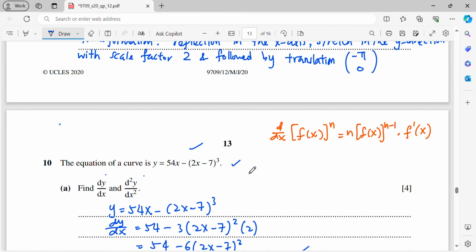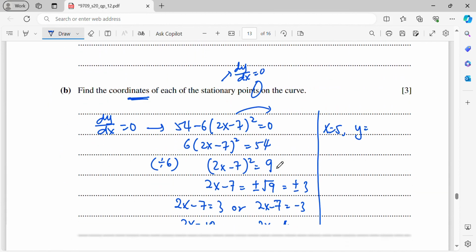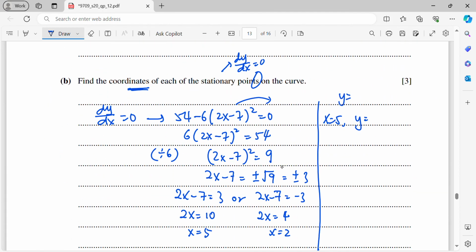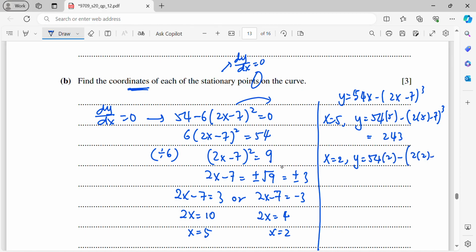So my y is 54x minus (2x minus 7) cubed. So now just replace: 54 times 5 minus (2 times 5 minus 7) cubed. That is going to be 243. So when x equals 2, my y is 54 times 2 minus (2 times 2 minus 7), then you cube it. And the answer is going to be 135.